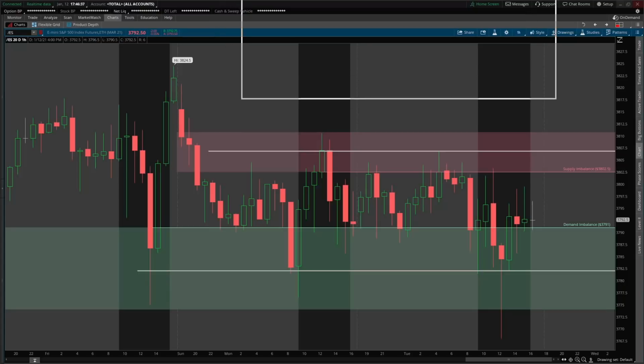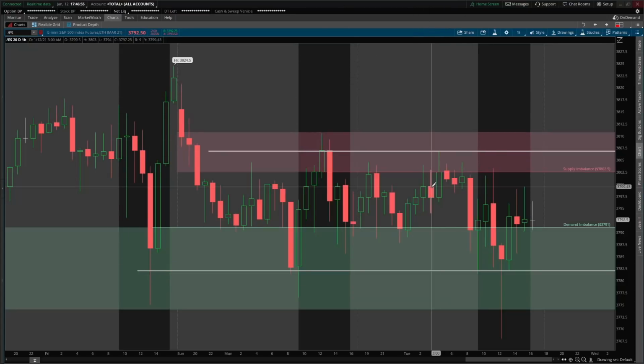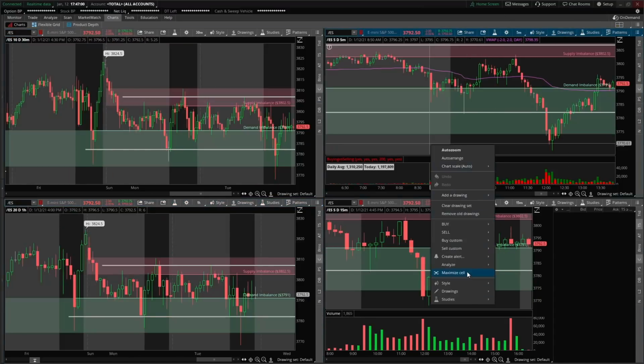So we had to break out of this range or else we were going to continue to be balanced. So we had supply at the 3802.5 mark. And if we're below that, sellers are in control. And we had demand at 3791. And above that, buyers are in control. And whatever direction we move in is the zone that's probably going to be the strongest. So we had an opening up inside of these two zones.